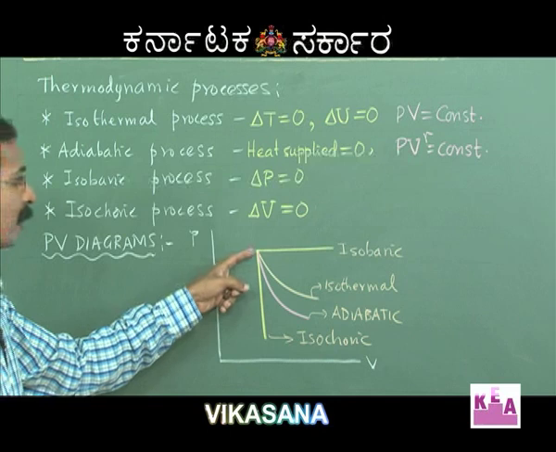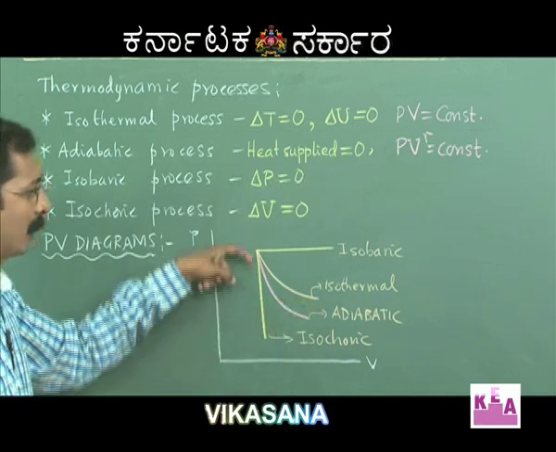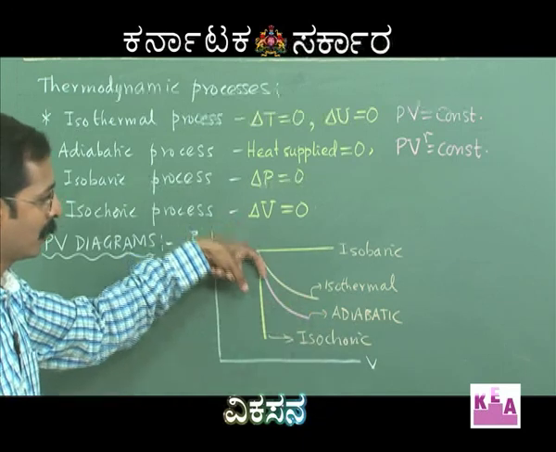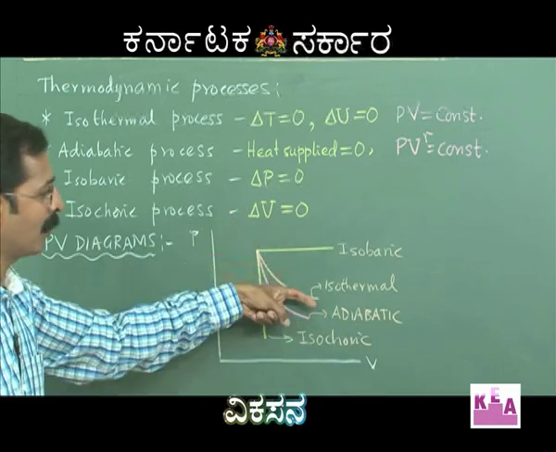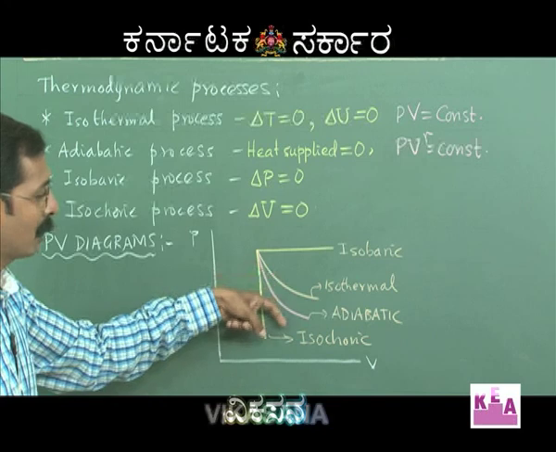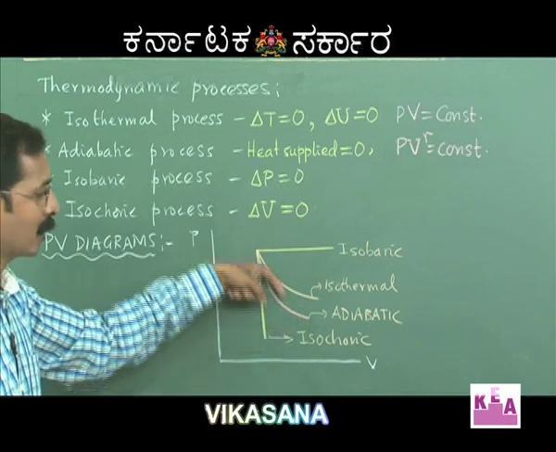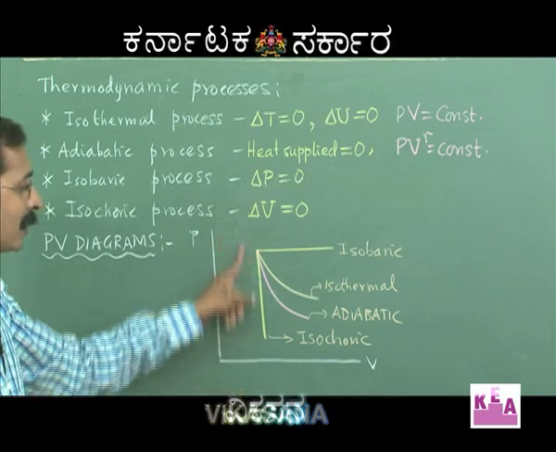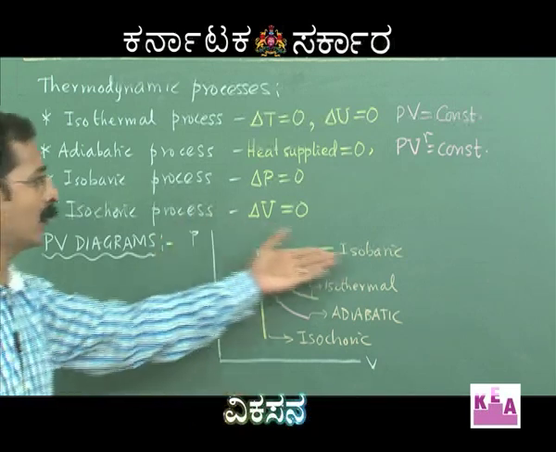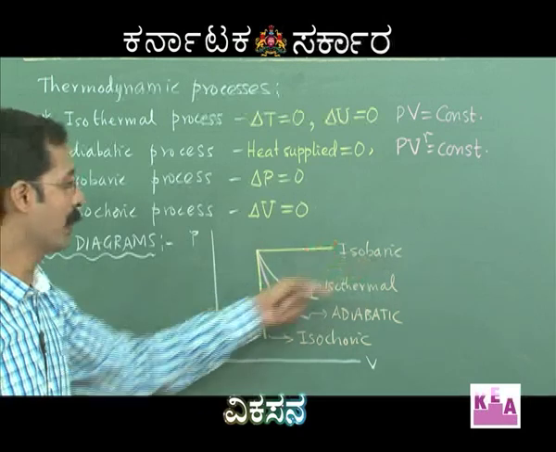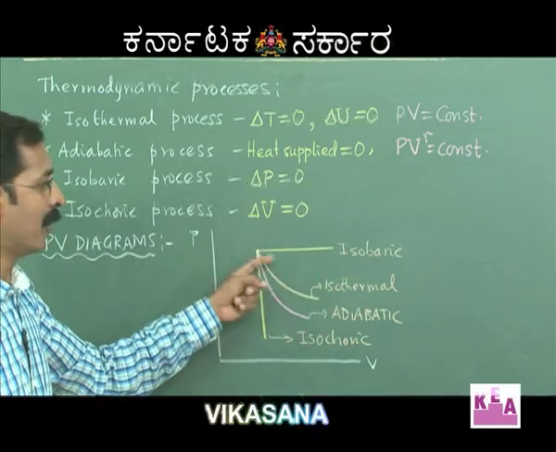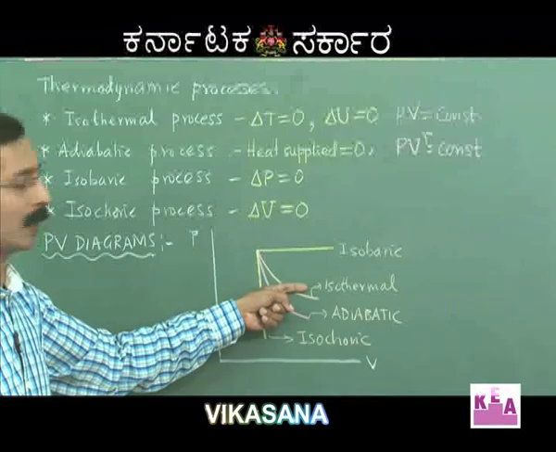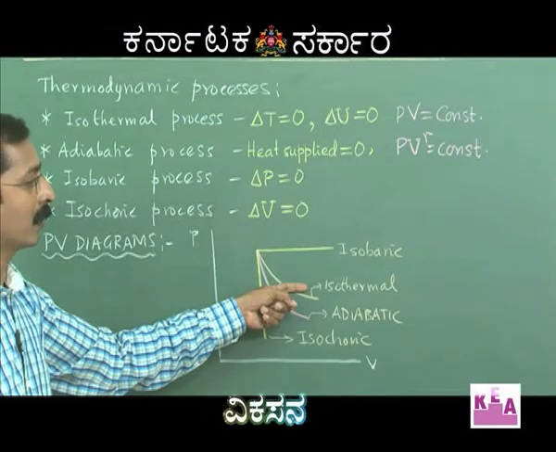As you can see here, this represents the isothermal process, this is a hyperbola, and this represents the adiabatic process. Isothermal and adiabatic processes almost look the same, but the adiabatic process has a larger slope, whereas the isochoric process is exactly vertical, the slope is infinity. For an isobaric process, the slope is 0. Among isothermal and adiabatic, the adiabatic process has the more negative slope, whereas the isothermal process has a smaller slope.